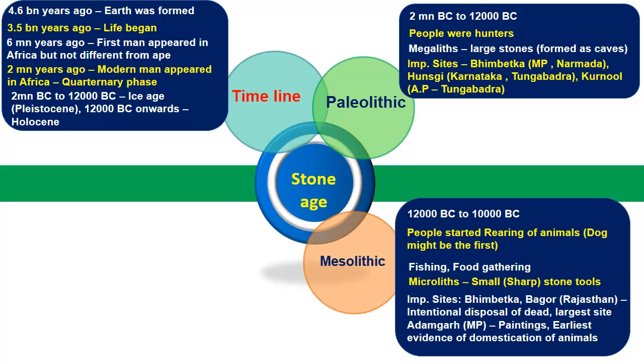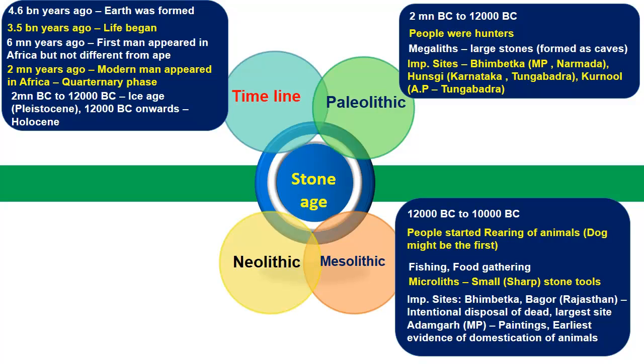Important sites include Bhimbetka, Bagor in Rajasthan, where intentional disposal of dead was found. It was in fact one of the largest sites. Adamgarh, Madhya Pradesh में, paintings were there. Earliest evidence of domestication of animals were there. Even this is there in Bagor also, domestication of animals.